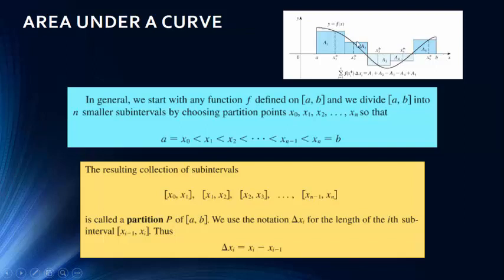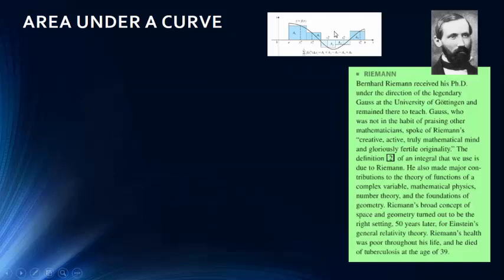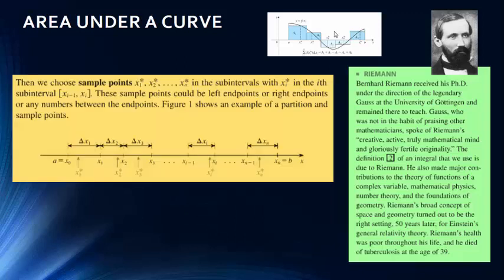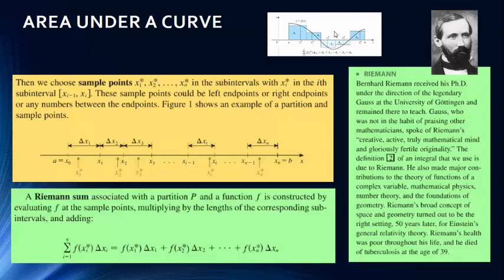So again, the area is calculated by dividing the interval from a to b into sections, and then picking a test point in there, a point value for the height of the rectangle. We then choose sample points in the subintervals. In the last section, we picked left endpoints or right endpoints, but really any number between the endpoints is allowed. This is actually called a Riemann sum.